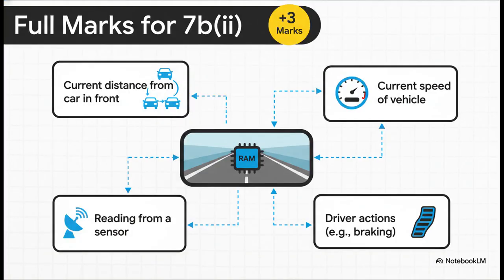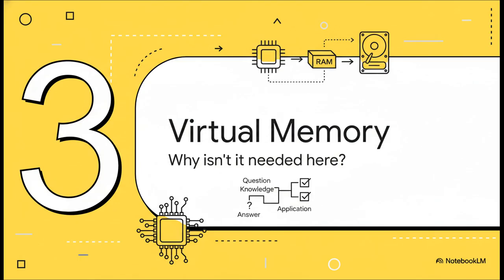So for our car, the RAM is constantly juggling live, changing data. To get the full 3 marks here, all you have to do is list any 3 examples of this kind of temporary data. And look how specific they are. Current distance from car in front, current speed, a reading from a sensor. It's all about what's happening in that exact moment. Okay, let's tackle the final part of the question.